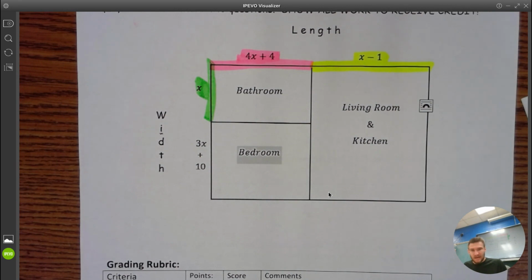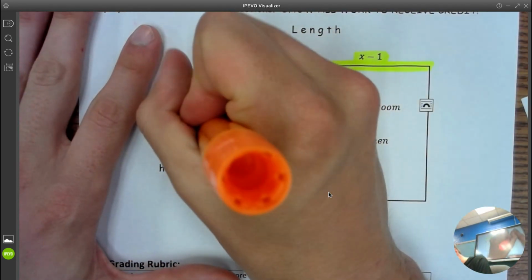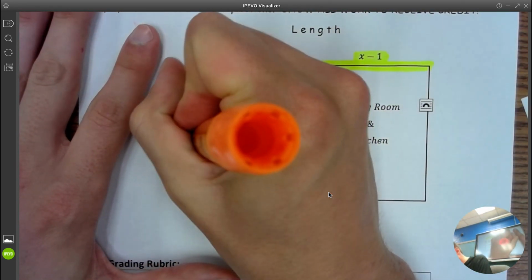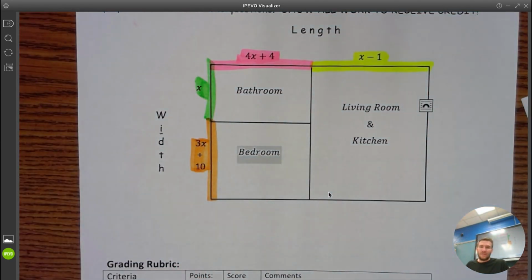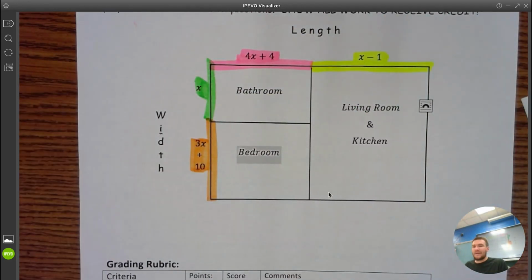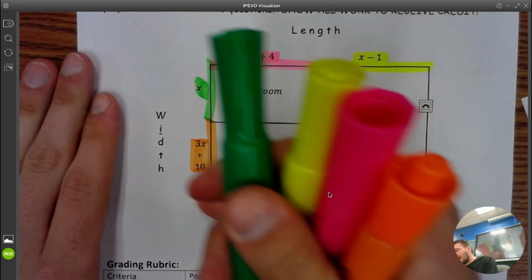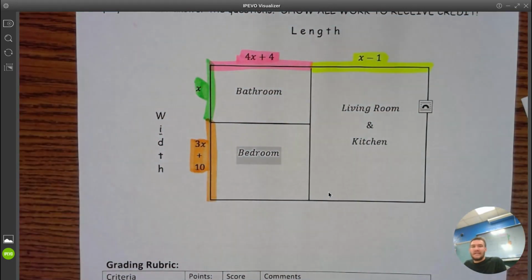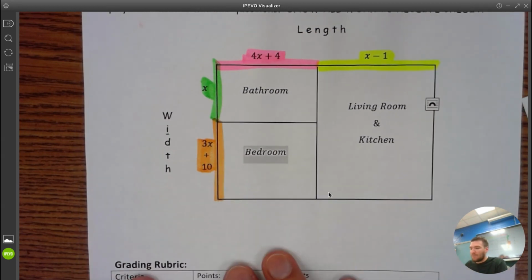And the last color I haven't used is orange, I guess. We're going to use this length, or I guess those are now called widths, which is 3x plus 10. Either way. And we're going to use these 4 things, and we're going to try to figure out a couple things. What is the area of the whole thing? What is the area of just the small little bathroom? And we're just going to work on a little bit of that. Remember, area means multiply. So we are going to be using some multiply.